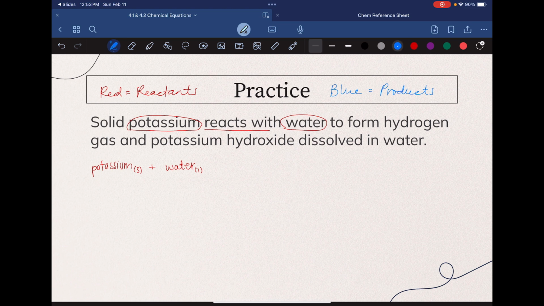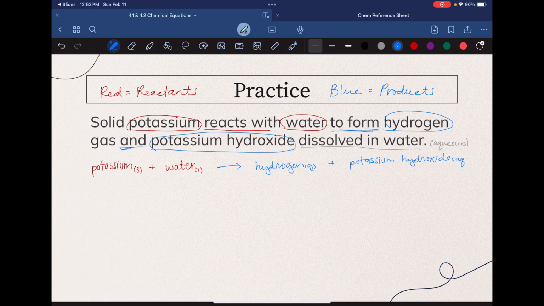I'm going to switch over because I see the words to form. So I'm going to draw my arrow. What's being formed? Hydrogen gas and potassium hydroxide dissolved in water, right? Here's our wonderful dissolved in water. That doesn't mean water is a product. That's telling me that this is going to be aqueous. So to form hydrogen gas plus potassium hydroxide. And it's aqueous, so aq.